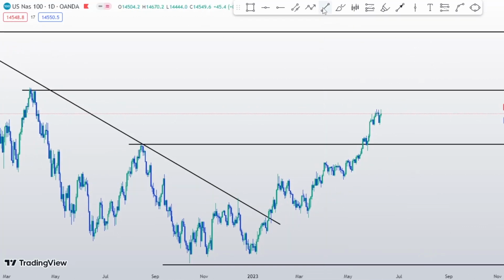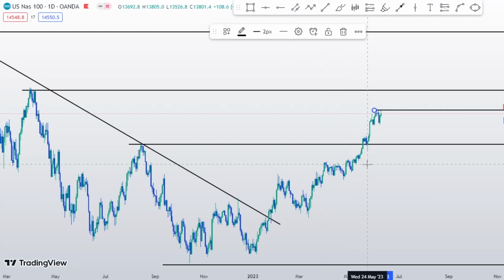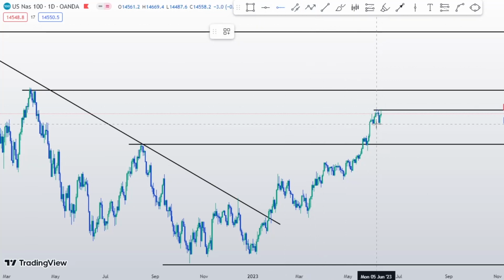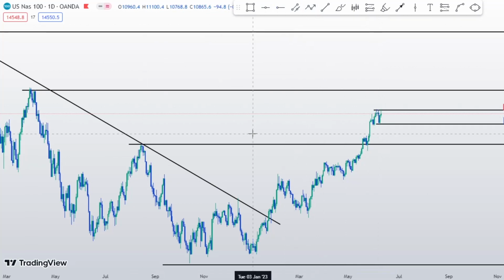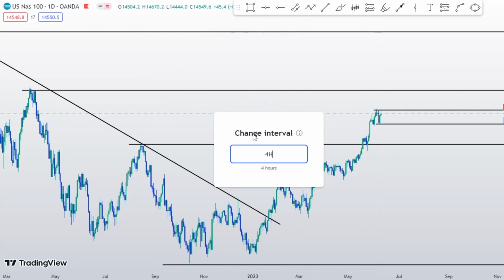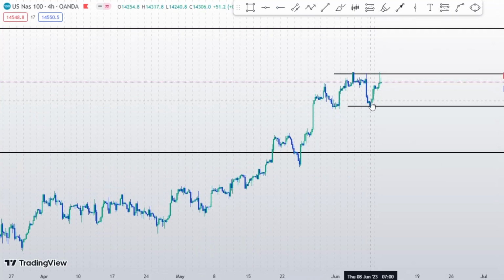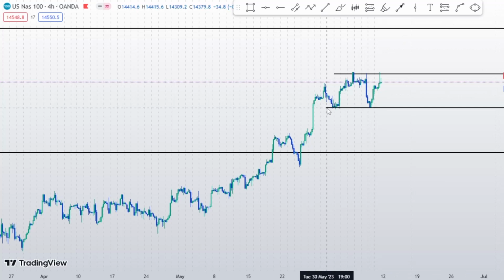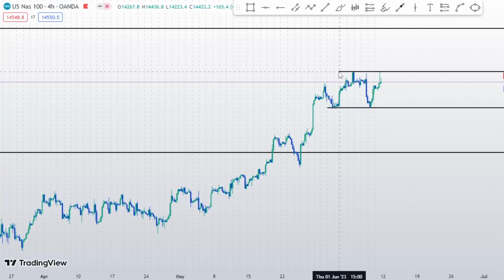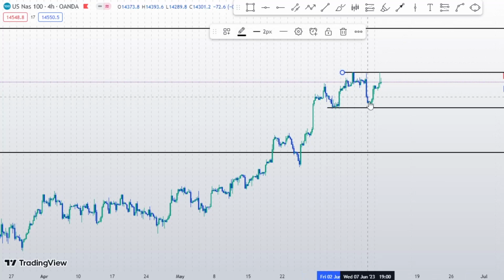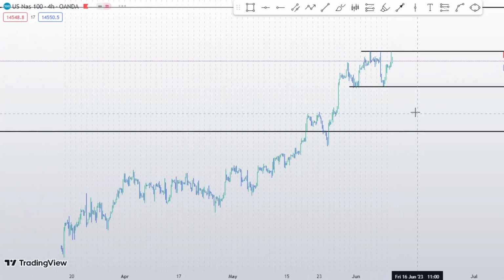What we can look for is we have this resistance here. We have this resistance, and we also have this support here. And we're gonna go to lower time frames, which is 4 hour, to see clearly, to get a much better view. Okay, this is my resistance here, this is my support.